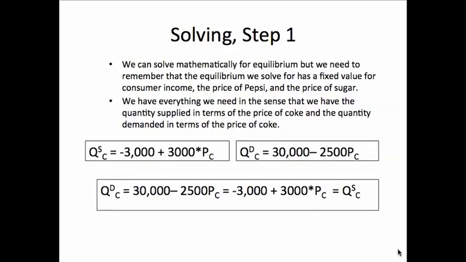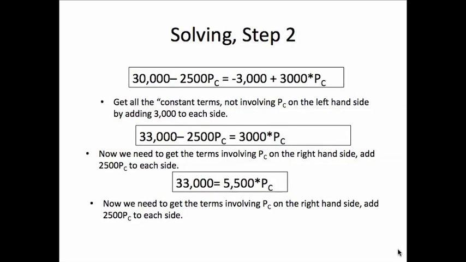So our first step is to say, what does it look like when supply equals demand? Well, the left-hand box on top shows the supply function. The right-hand box on top shows the demand function. If we set them equal, well, then we get that expression in the big lower box where we show the demand equation is equal to the supply equation. Now we need to solve it.